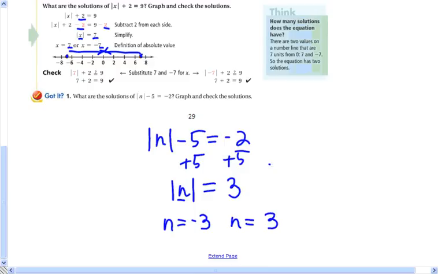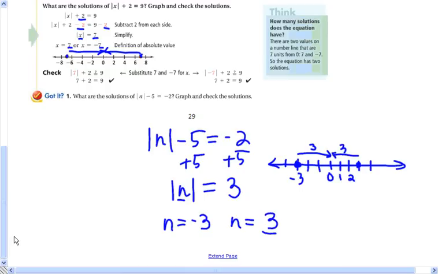And to graph those, we can just quickly make a number line like this, and we'll put 0 here, and we'll let each of these lines represent 1 unit. And so we need a dot at positive 3 and a dot at negative 3 to graph the solutions. And once again, the distance from negative 3 to 0 is 3. And the distance from 3 to 0 is also 3.